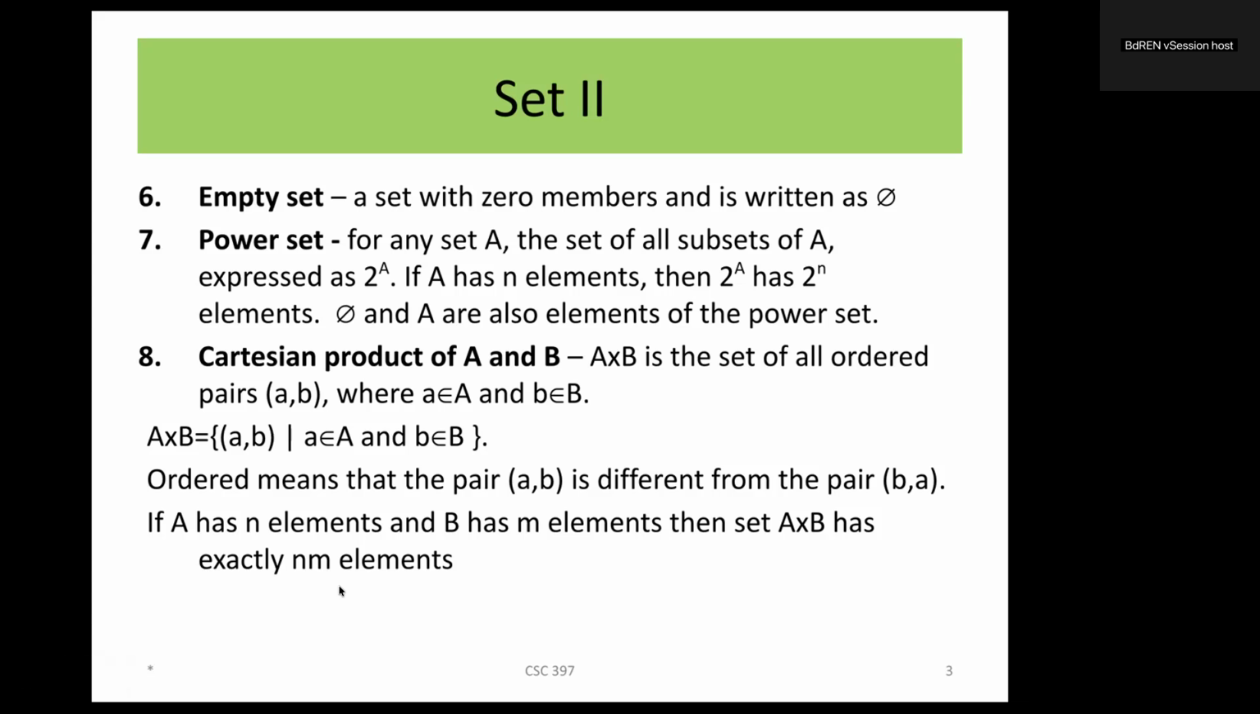So let's say there is an example. If A equals 1 comma 2 and B equals x and y, so the Cartesian product will be 1 into x, 1 into y, 2 into x, and 2 into y.